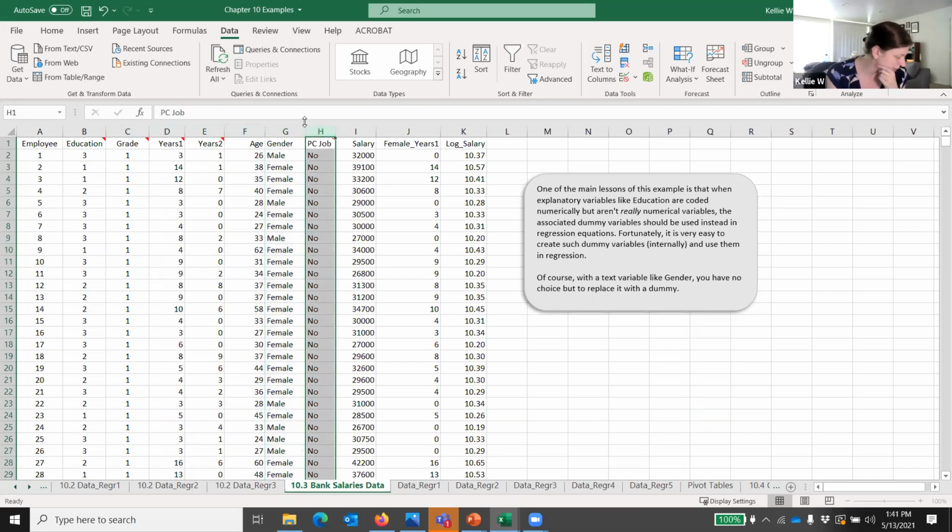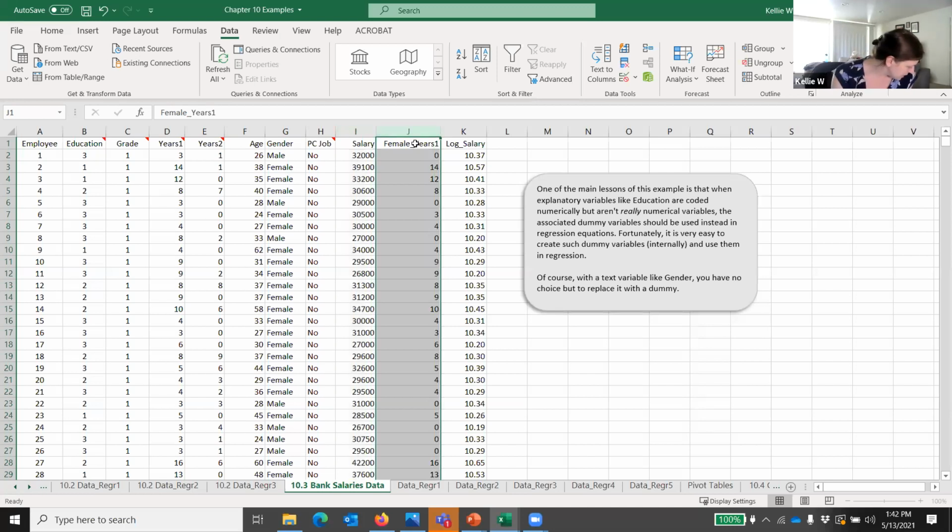PC job is a categorical yes, no, depending on whether their job involves computers. So you could easily translate this into a dummy variable by making the value 0 or 1, where 1 is yes, if you decided you wanted to measure salary against, say, see if there's a factor that into your regression equation. Female, years 1, let's see, age, gender. Okay, so this is a calculation.